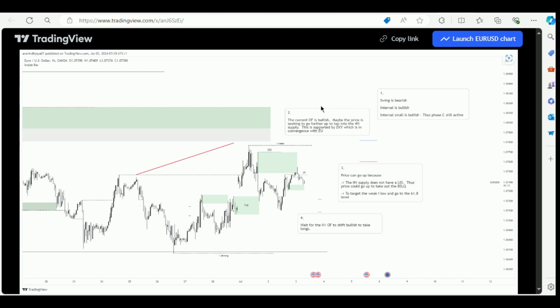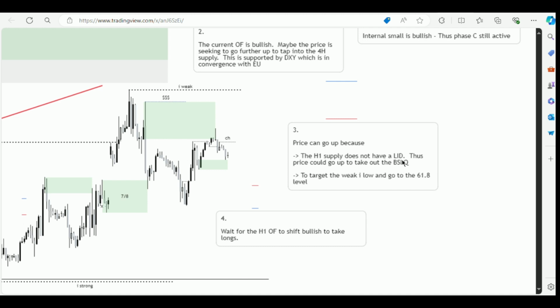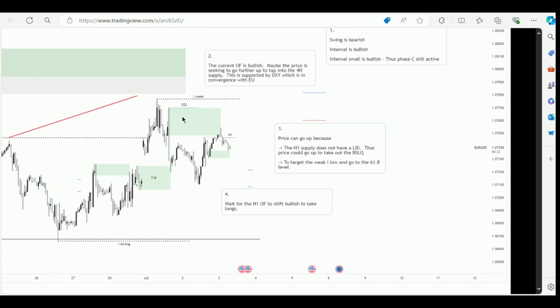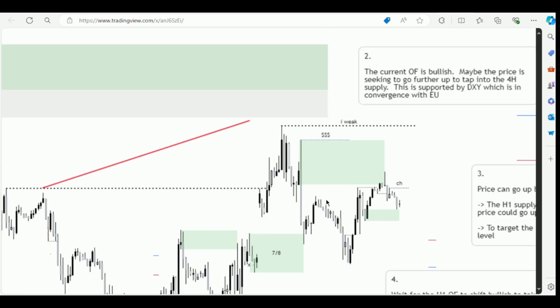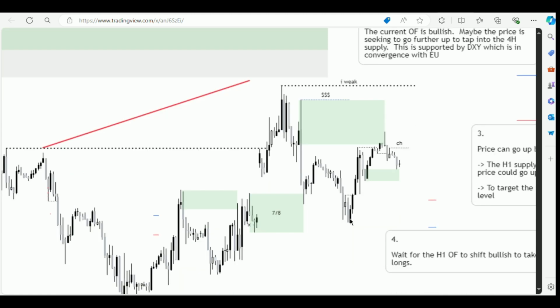Price can go up because H1 supply does not have a lid. So forget about this POI. I am talking about this POI right here. Even this is formed with news. You can see the push down. It reacted to this demand. Actually, it reacted to this demand, flipped it. I mean, it's a sweep zone actually, and it just flipped it, and then it didn't break it completely, and then price reacted to it, took this low resistance liquidity, and then went up.